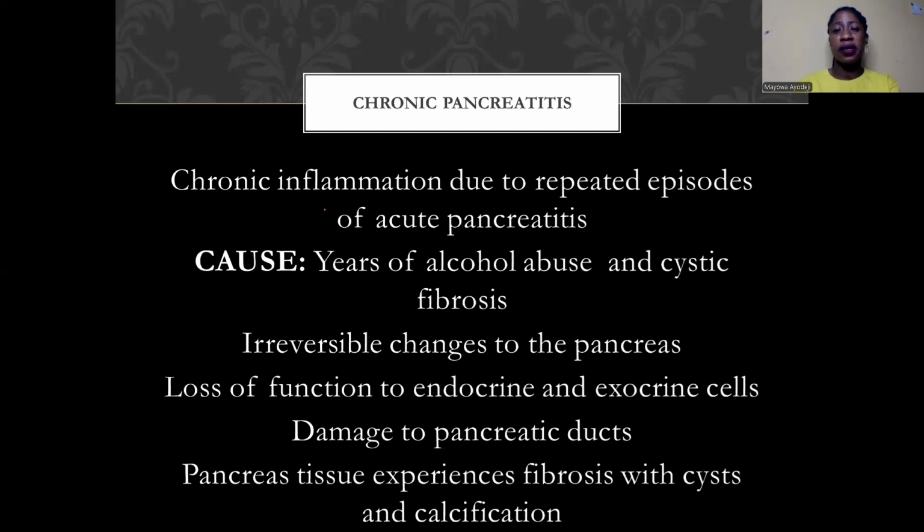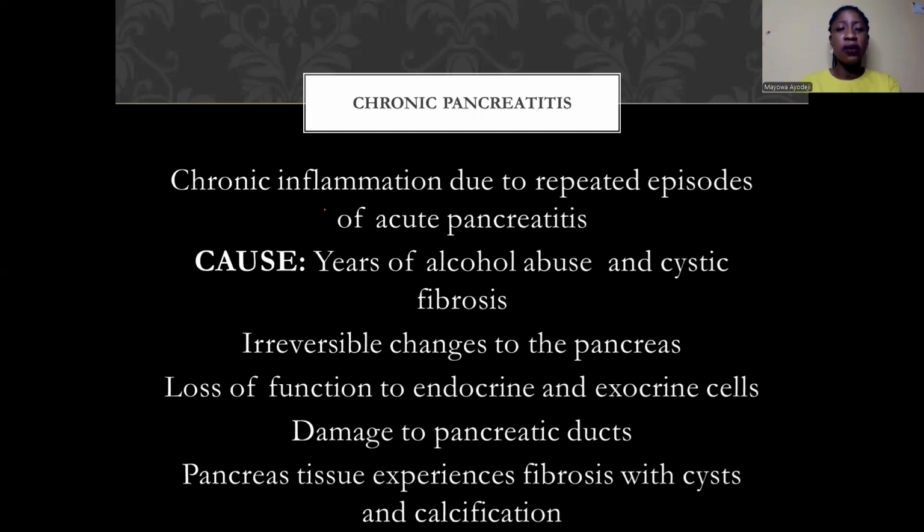Now let's go to chronic pancreatitis. Chronic pancreatitis occurs due to repeated episodes of acute pancreatitis. Let's say someone is abusing alcohol over and over. That person initially might start having acute pancreatitis, but over time, if there is repeated exposure of the pancreatic cells to this alcohol, then they might be damaged, they might be destroyed permanently. So it might lead to permanent damage.